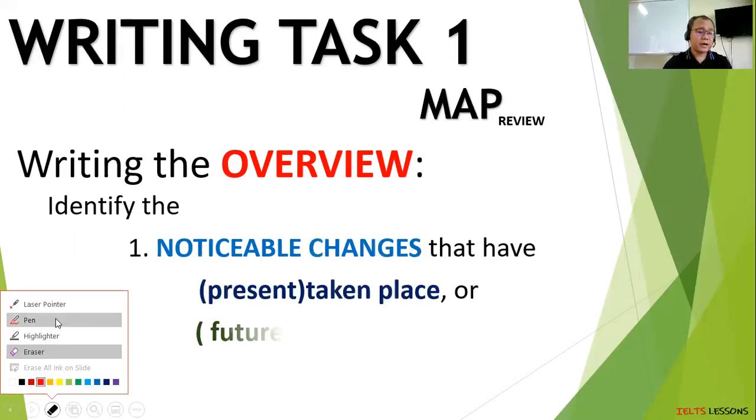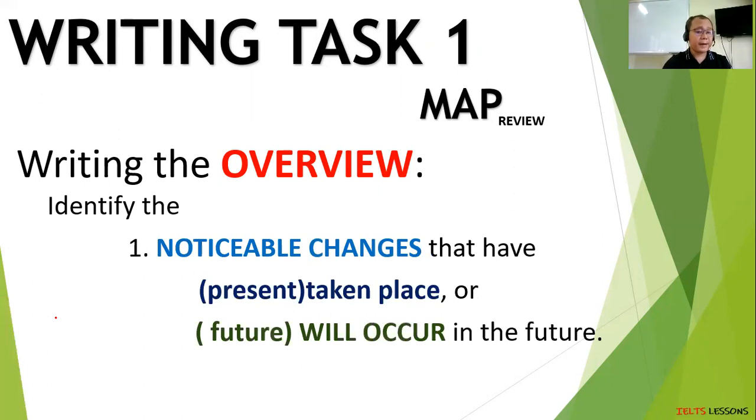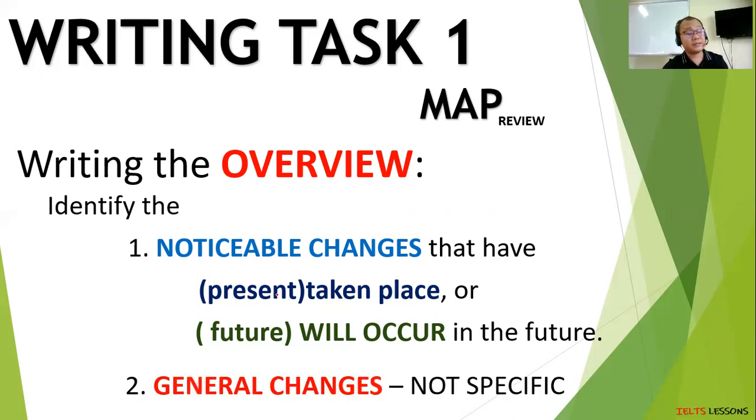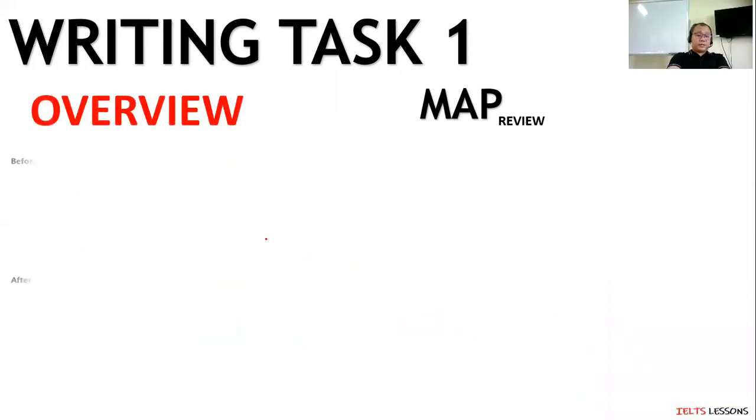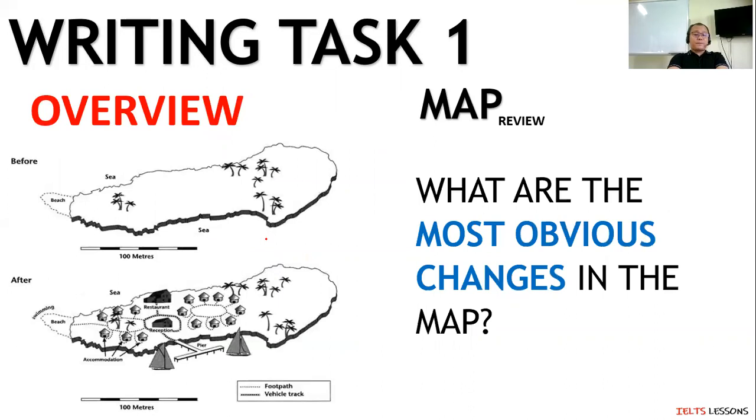So next, let's move on to writing the overview. If you may ask, how to write an overview in a map? First thing we need to identify are the noticeable changes that have taken place at present time or that will occur in the future. And next, we have to identify as well the general changes. So general, not specific. Let's check an example overview. What are the most obvious changes in the map? It's very clear, right? How about Trump? Can you tell me what are the most obvious changes in the map?